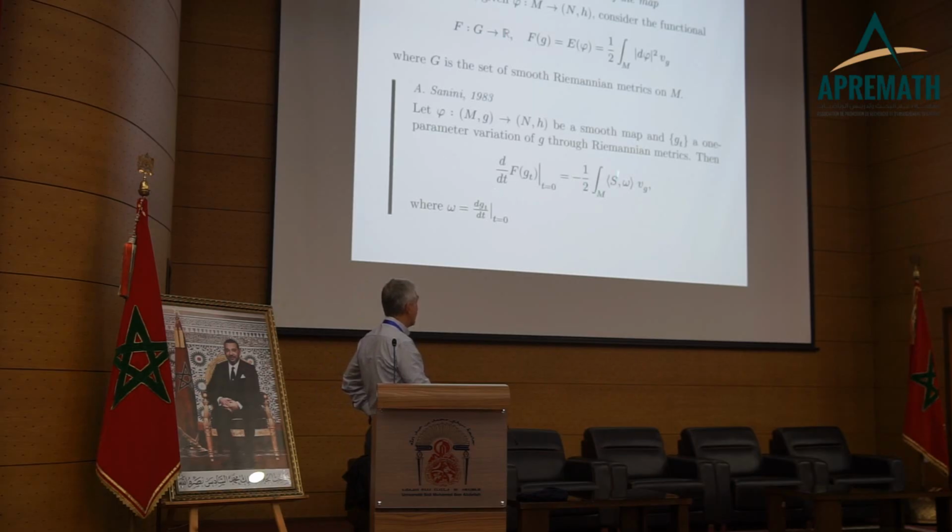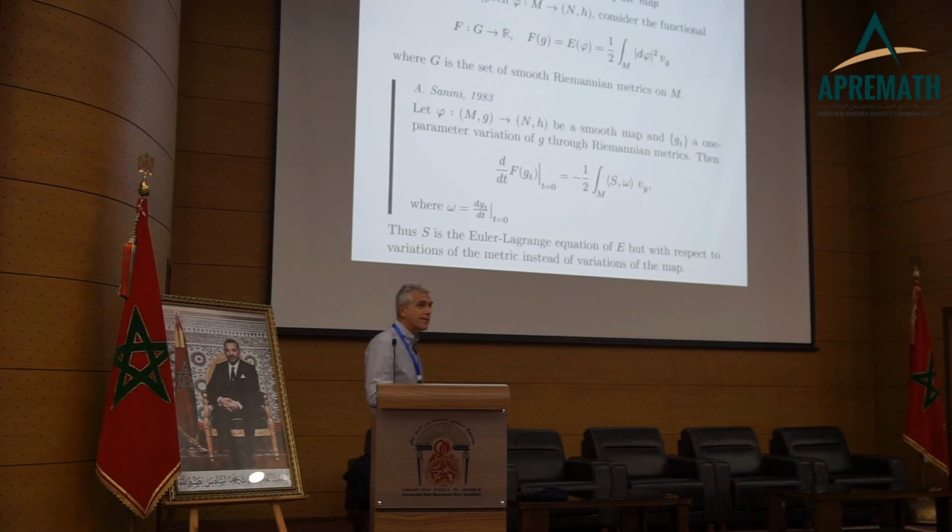And from here, you can see that here you have the stress energy tensor. So in other words, the stress energy tensor is the Euler-Lagrange equation of your variational problem, but with respect to variation of the metric instead of variation of the map. So this might be, in general, a way to guess the expression of S. If you have your geometric variational problem and you want to understand who is S, you just consider this new variational problem, you compute the Euler-Lagrange equation, and it will give you the stress energy tensor.